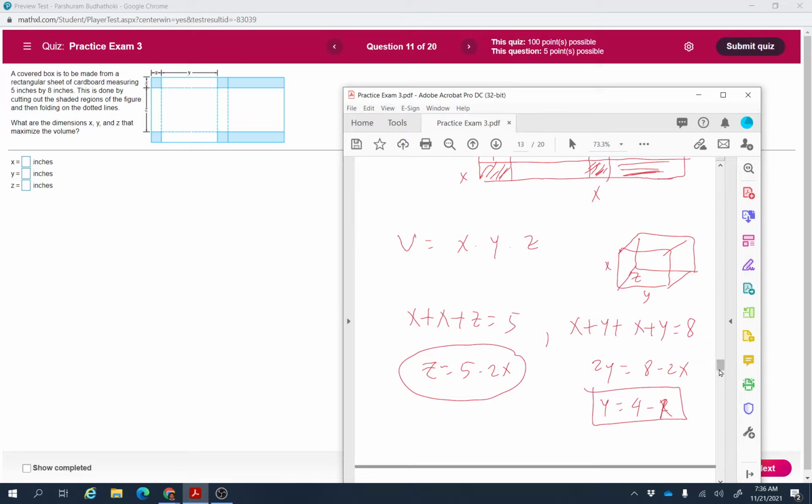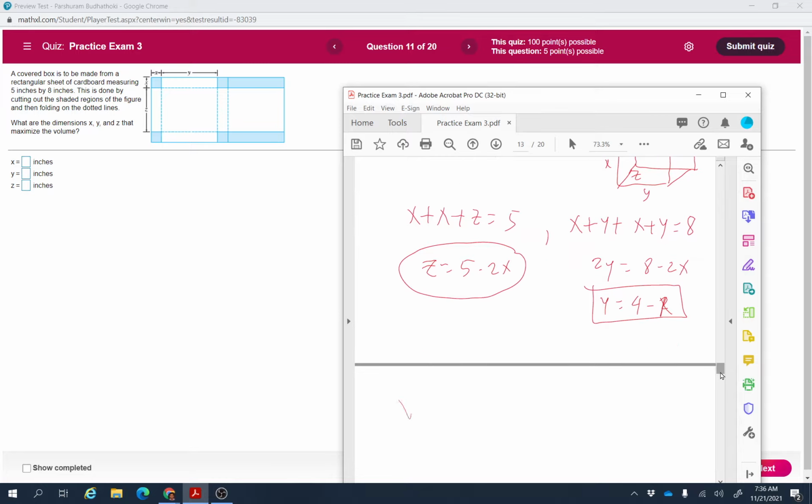By using this relation, now I can write down the volume as x times y, which is 4 minus x, times z, which is 5 minus 2x. Now the volume is a function of x. So if I just distribute this, this is what I'm going to get, 2x cubed. And you can do that on paper step by step. Just FOIL it, finally distribute x, and then this is what you are going to get.